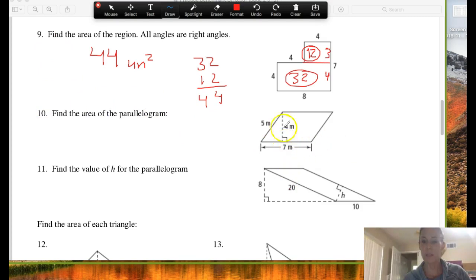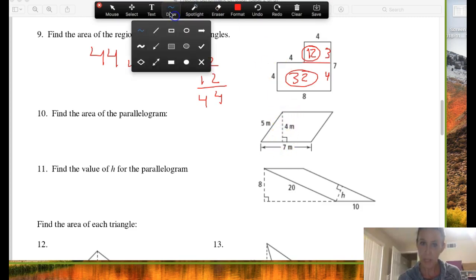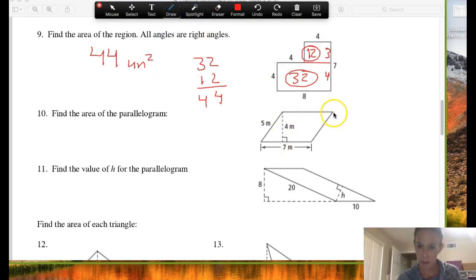All right, finding the area of a parallelogram should be pretty basic. It's just the base times the height. Now the tricky thing about a parallelogram is, where is your height? Number 11 can get tricky. Your height goes from a vertice perpendicular to the opposite side. It can go inside the parallelogram. It can also go outside the parallelogram.